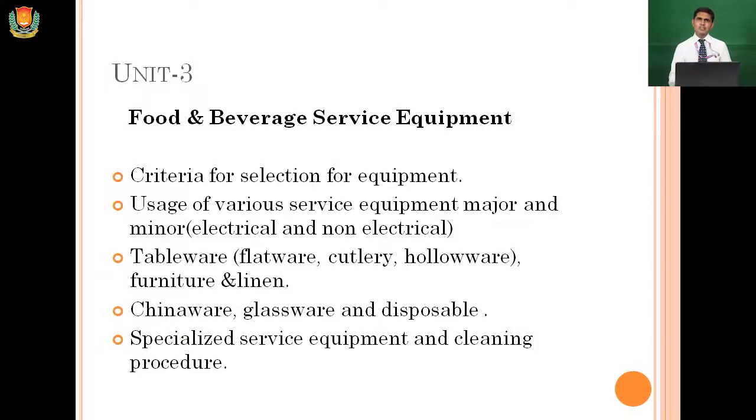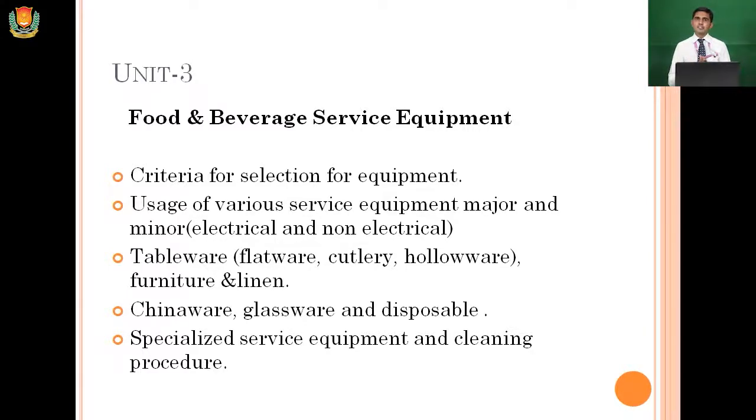In the second unit we learn the principal staff of food and beverage, the hierarchy of the food and beverage service department. How can I make my career in the food and beverage service department? How can I become a supervisor of food and beverage service? How can I become assistant restaurant manager? How can I become assistant F&B manager? So this is the hierarchy chart I'll show you.